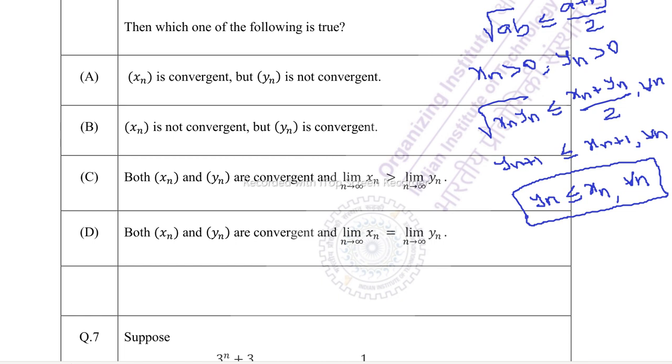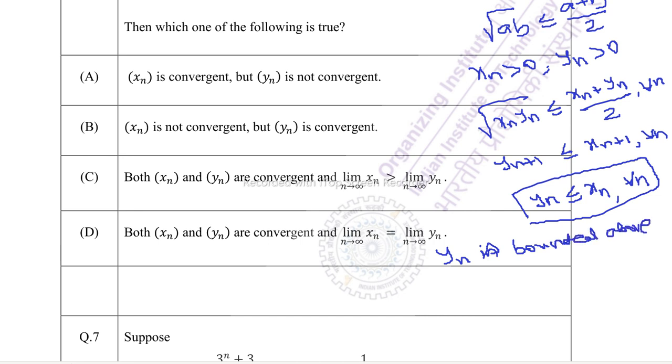If you mark the points, you can see that the y_n are increasing and the x_n are decreasing. We know that any bounded above increasing sequence converges, and any bounded below decreasing sequence converges. So we can conclude that the sequence y_n is a bounded above sequence, and x_n is a bounded below sequence. Even this y_n is increasing, x_n is decreasing, bounded below.